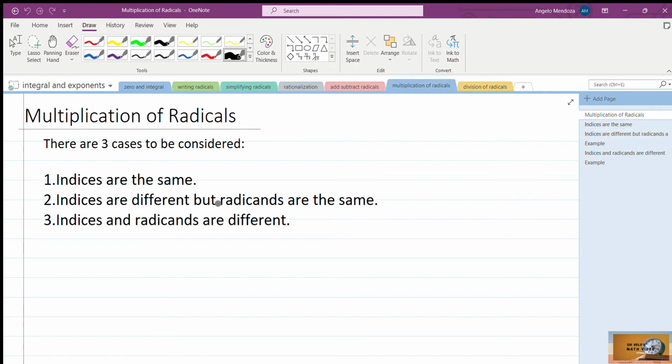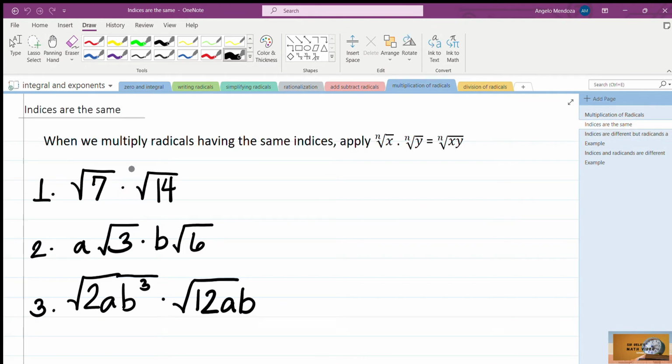So let us have examples of each of these cases so that we can check the difference of these three cases. So number one, we have indices that are the same. So when we multiply radicals having the same indices, we apply the law of radicals here.